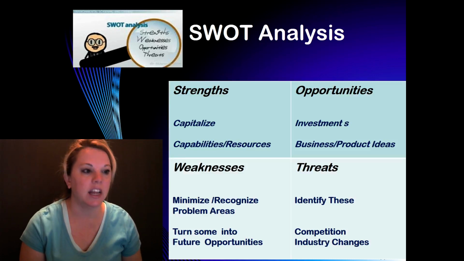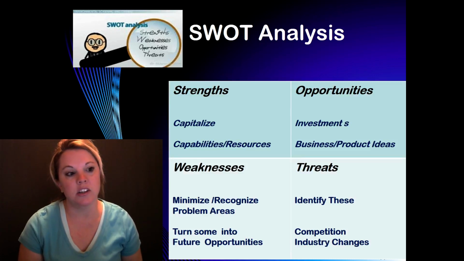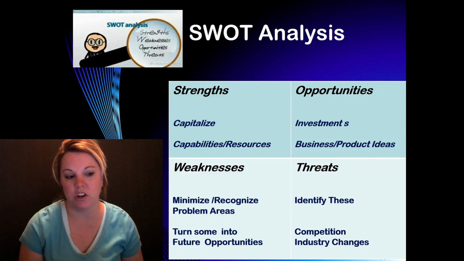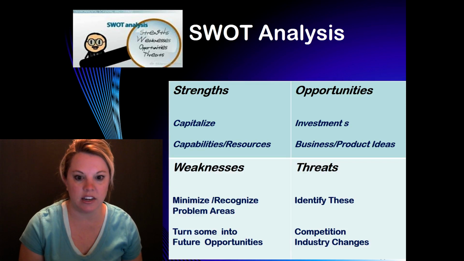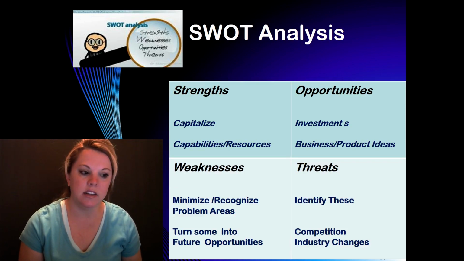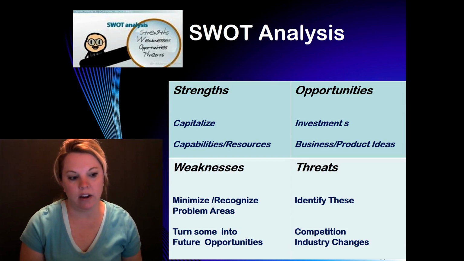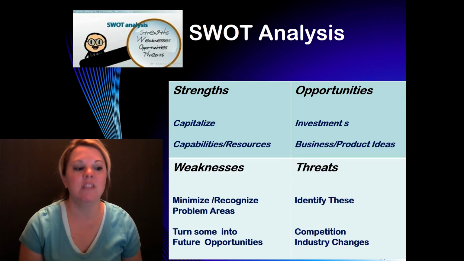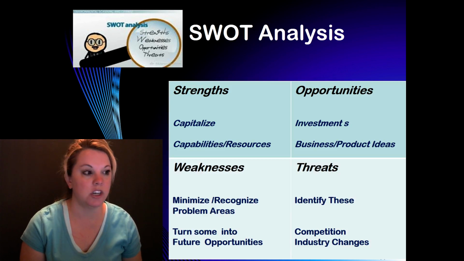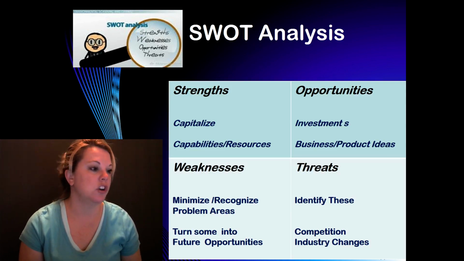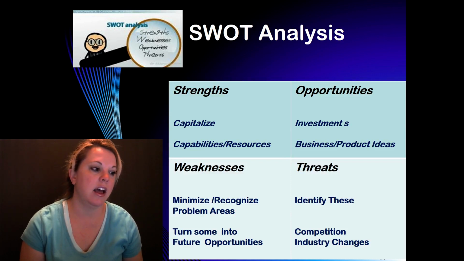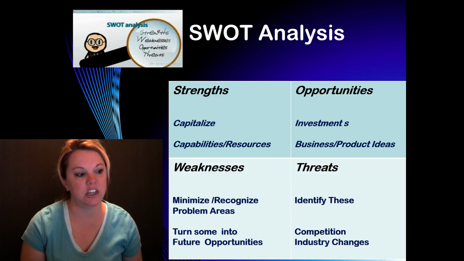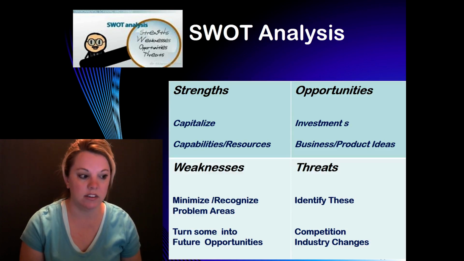These are more difficult to control, but it's very important for a business to know what the competition is doing. As a business, we want to capitalize on our strengths, which are our capabilities and resources. We want to use those to our greatest advantage. Our weaknesses, we want to minimize as much as we can. Some of those weak areas we could improve upon, and eventually those could lead to future opportunities. As far as your opportunities, those are the investments. And threats, we want to identify those as our competition and industry changes, to name a few.